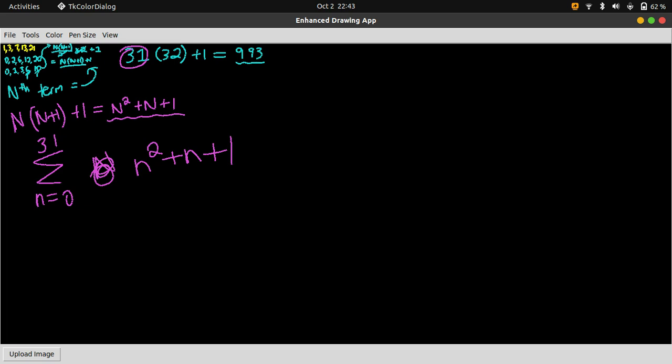So this is basically equal to the sum of the first 31 numbers from 0 to 31 of n squared, plus the sum of the first 31 natural numbers, which is obviously given by n times n plus 1 over 2, and plus 1 plus 31. This is going to be 31. Yeah, 32, sorry, this will be 32.